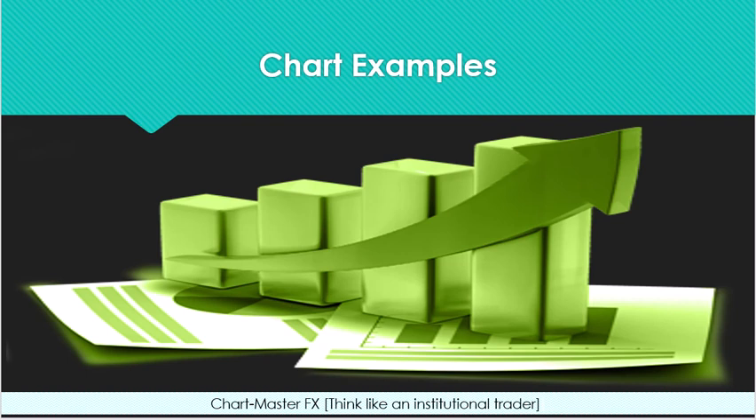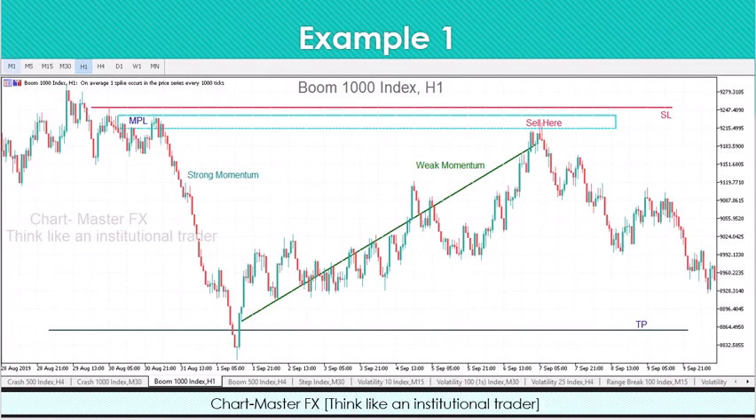So now let's go straight to chart examples. As you can see, guys, here we are on Boom 1000 Index on H1. The first thing that you need to do is to identify an MPL. We have four types of MPL: MPL1, MPL2, MPL3, MPL4. Check the journal article on maximum pain level. You'll be able to see those types of MPLs that I am talking about.